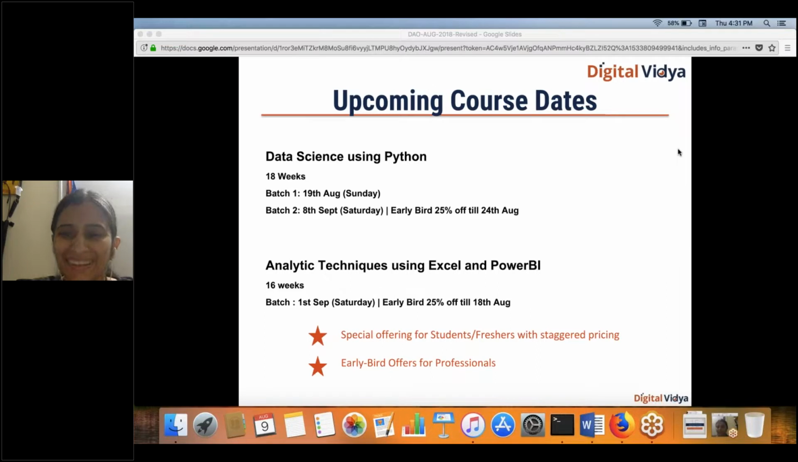But these skills are the fundamentals. They are the basics which you need to be a data scientist.